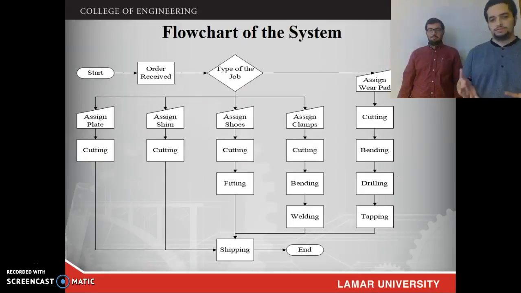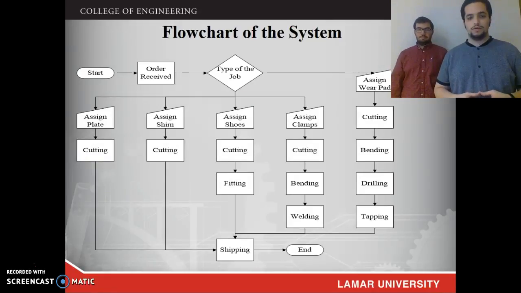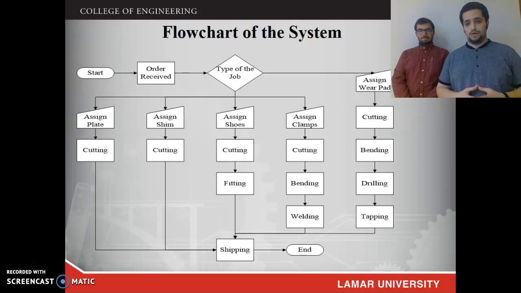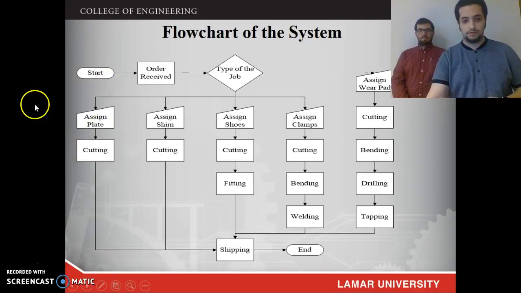Here we have the flow chart of the system. We can see that the company has the order received, then the type of the job, and we can see that we have 5 different processes for each product. As we mentioned in the previous slide, we have 5 products, and I will explain next slide.